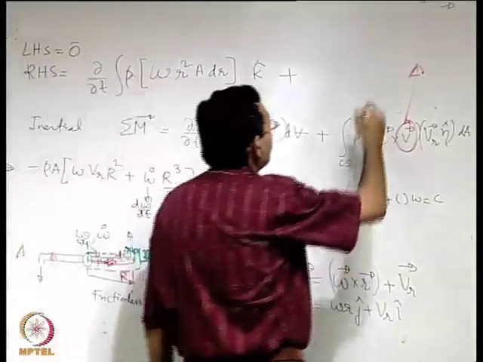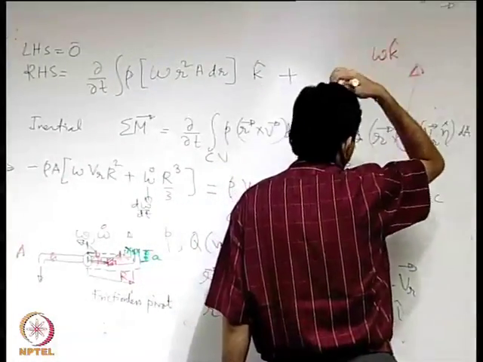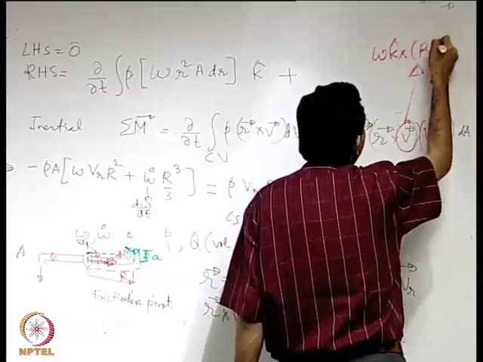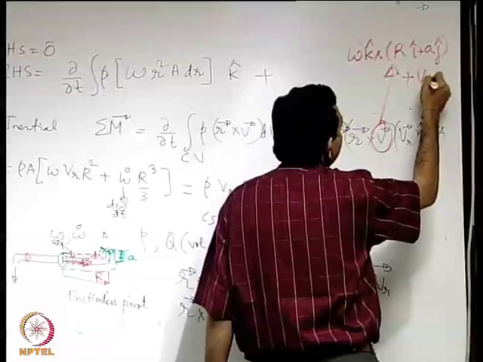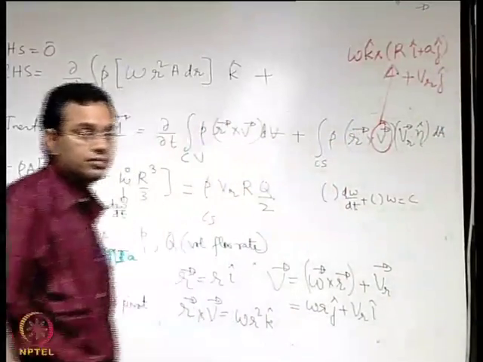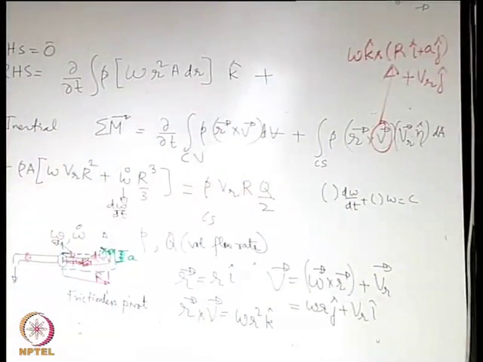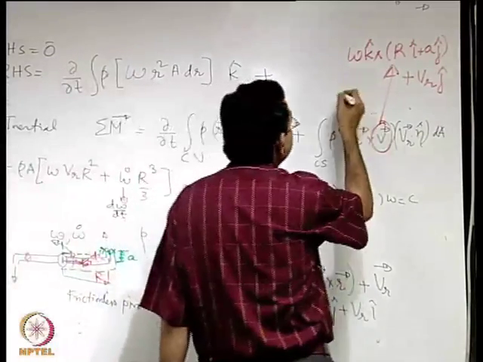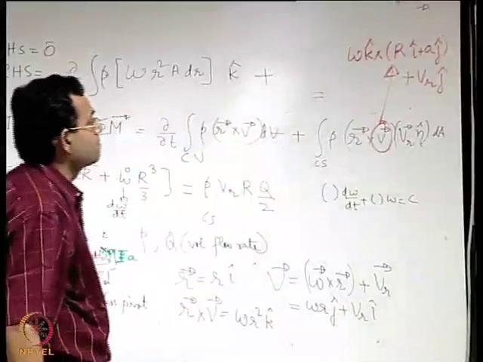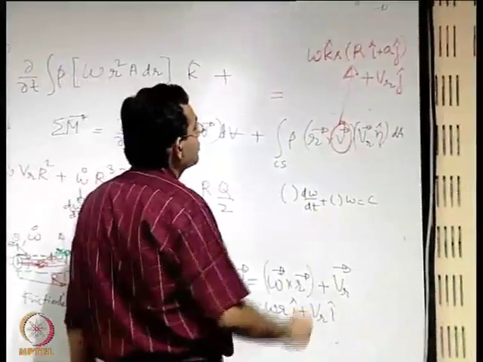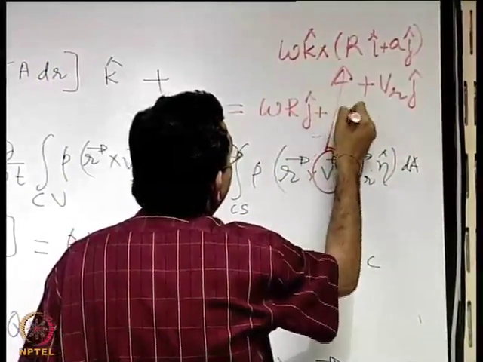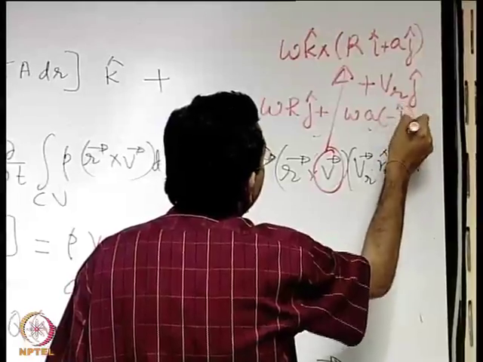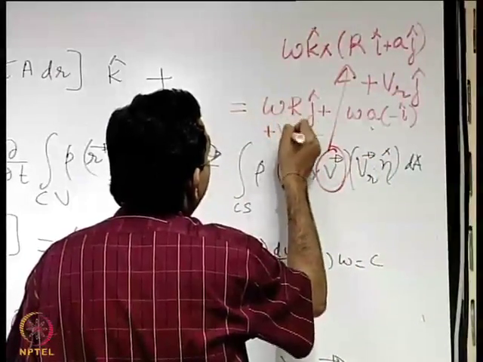So omega k cross with capital R I plus A j plus V R j, right. So what will be that? Omega R j plus omega a minus I plus V R j.